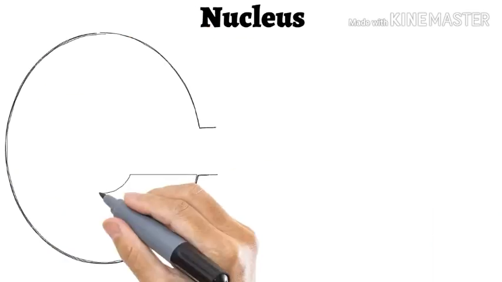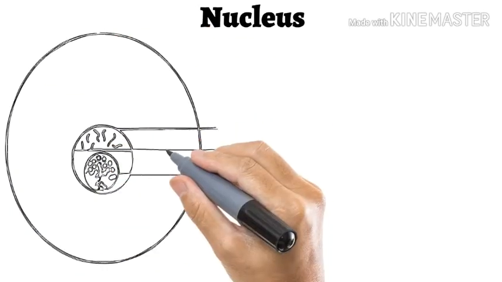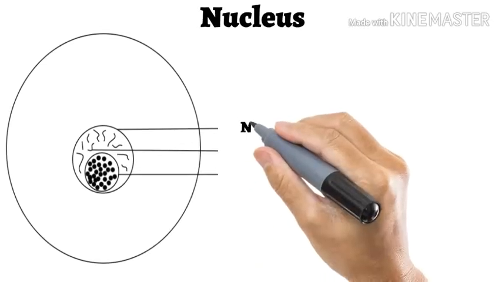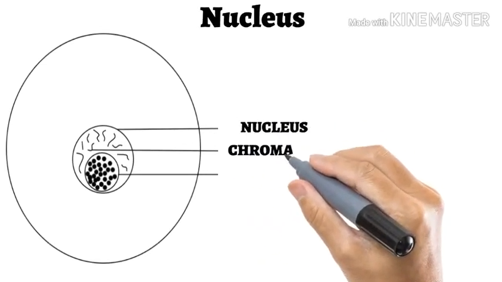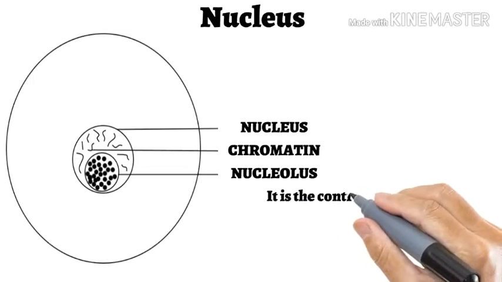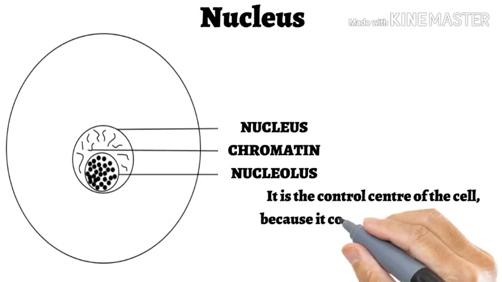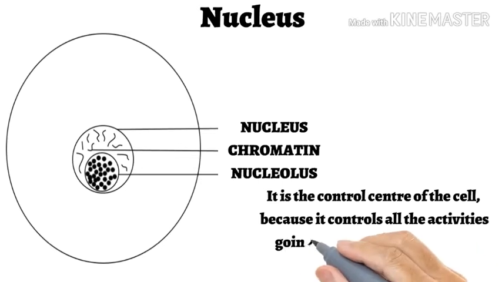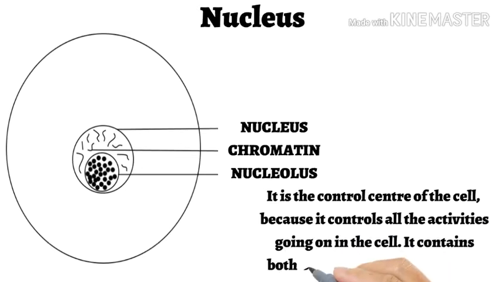Now the nucleus. The nucleus is a centrally placed organelle that contains the chromatin and the nucleolus. It is the control center of the cell because it controls all the activities going on in the cell, and it contains both DNA and RNA.